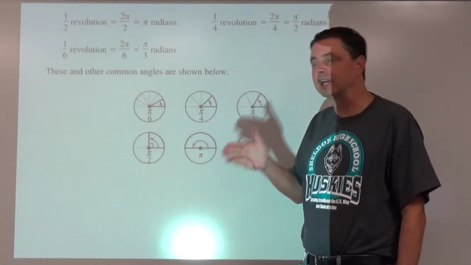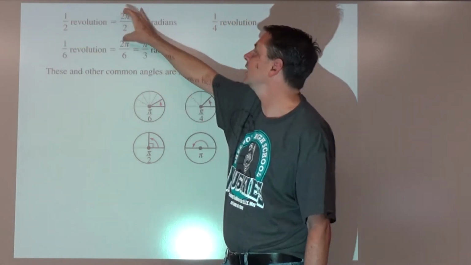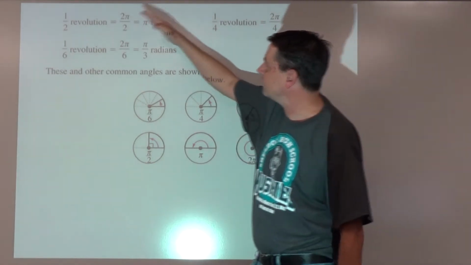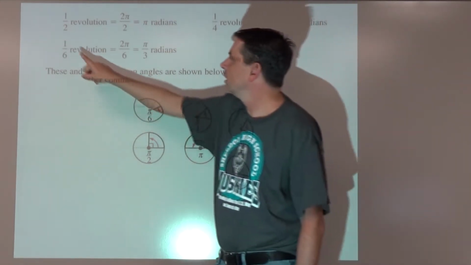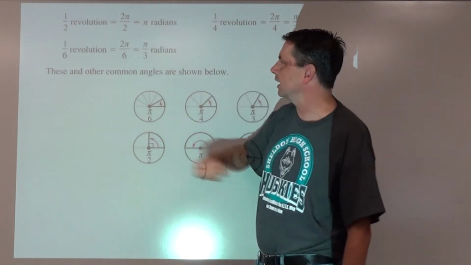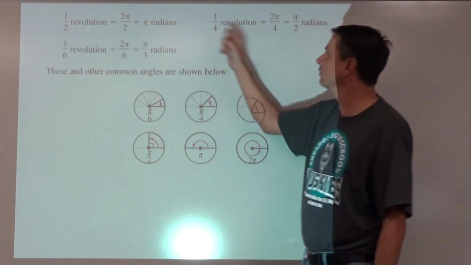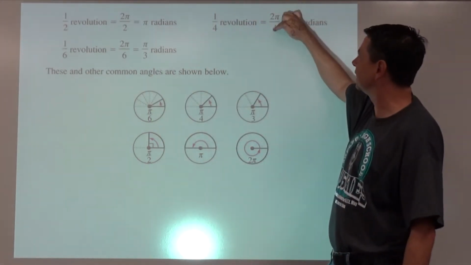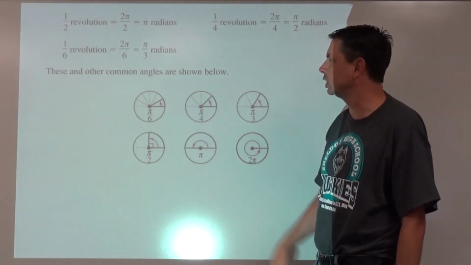And then if we just start cutting it up into pieces, well, if we just go halfway around, then that's half of 2 pi. That would be 1 pi radians. And if half of a rotation is 1 pi radians, now we go 1/6 of a rotation, which would be 1/6 of 2 pi. That would be pi over 3 radians, and that's right here. Or 1/4 of the way around is 2 pi divided by 4, or pi over 2 radians. So here's some common angles that are shown.